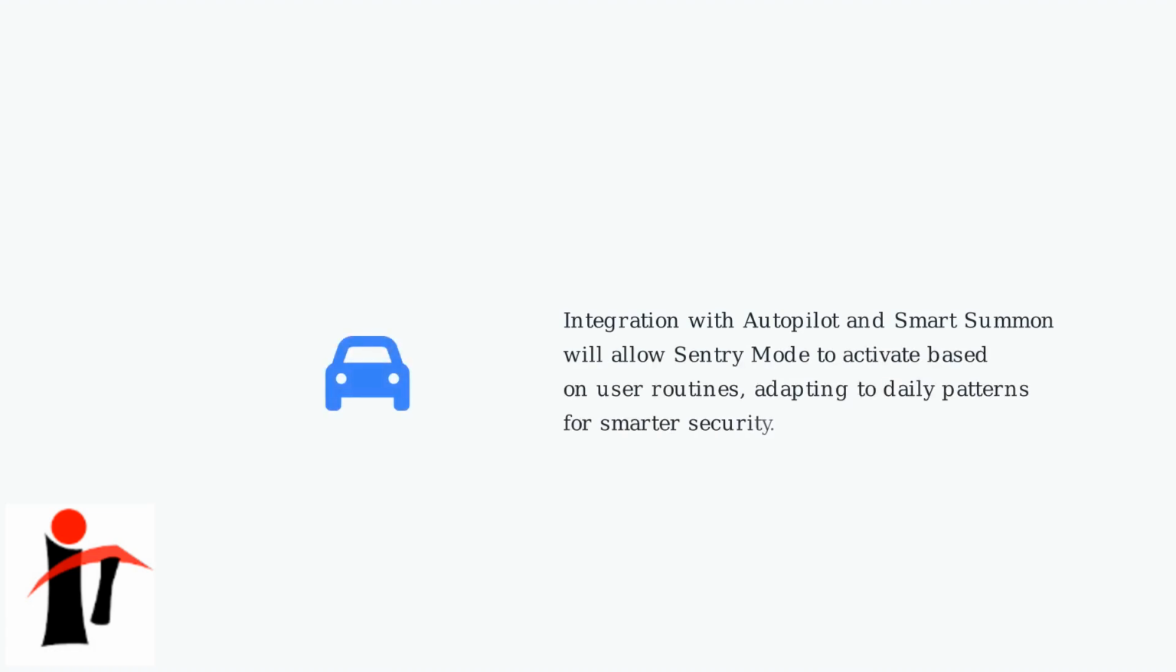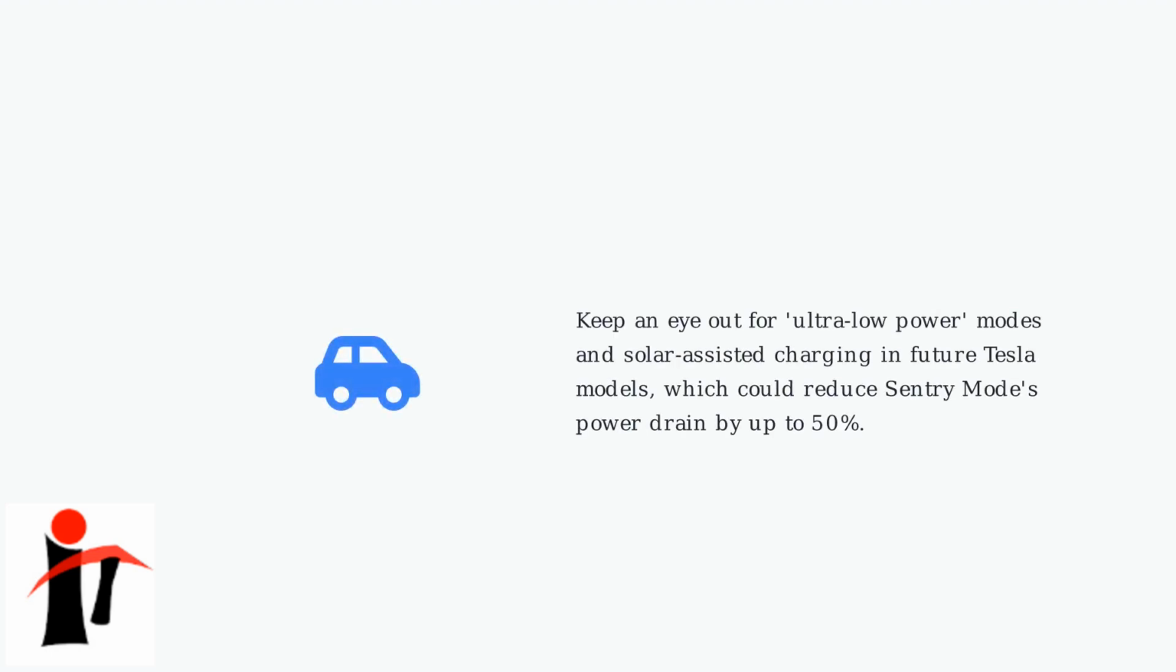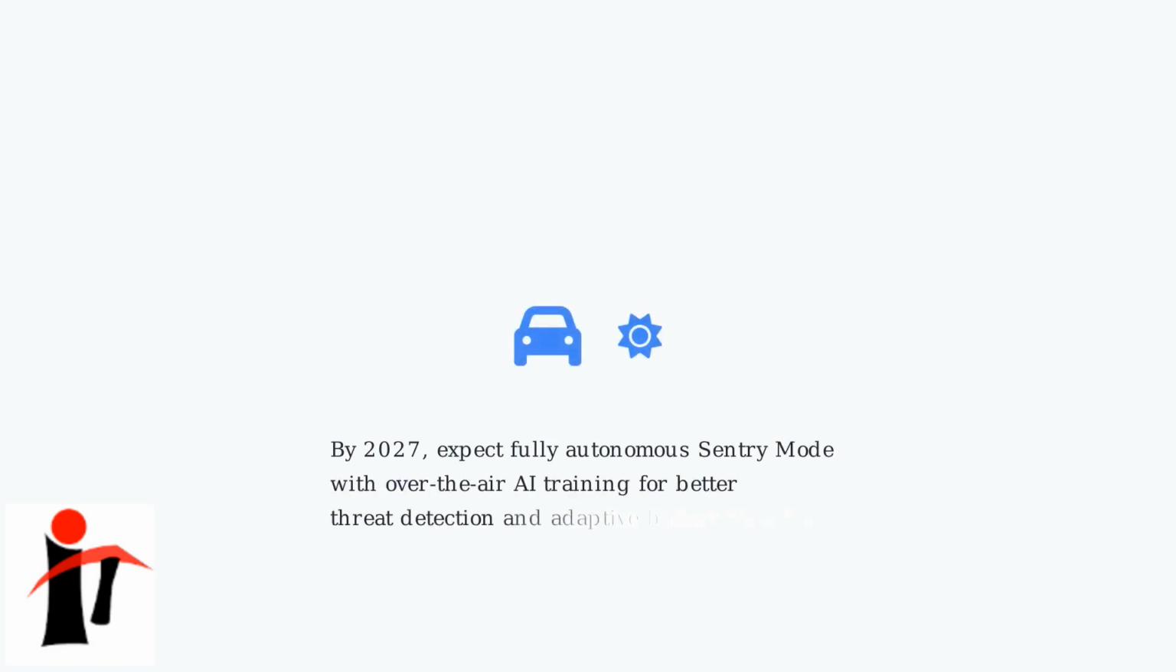Integration with Autopilot and Smart Summon will allow Sentry Mode to activate based on user routines, adapting to daily patterns for smarter security. Keep an eye out for ultra-low power modes and solar-assisted charging in future Tesla models, which could reduce Sentry Mode's power drain by up to 50%. By 2027, expect fully autonomous Sentry Mode with over-the-air AI training for better threat detection and adaptive battery thresholds.